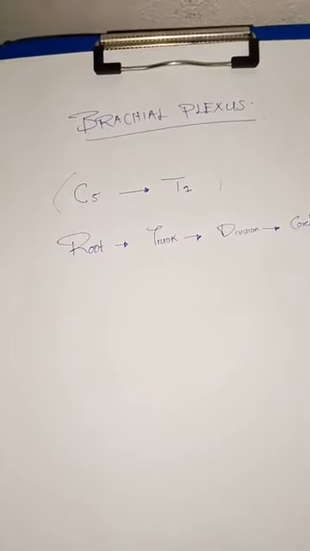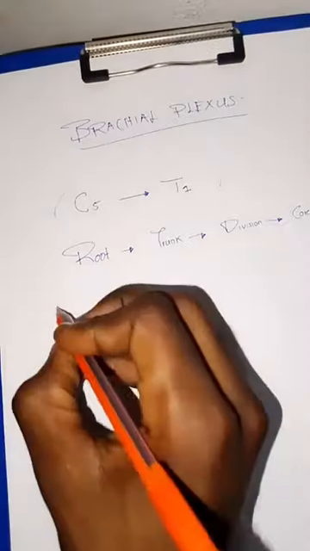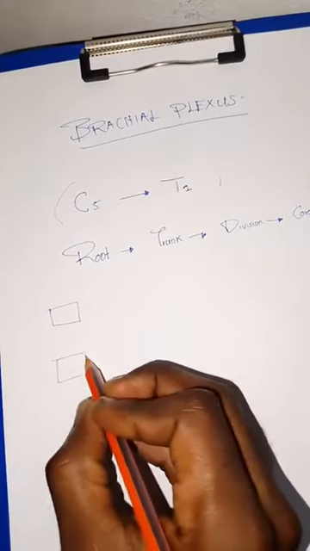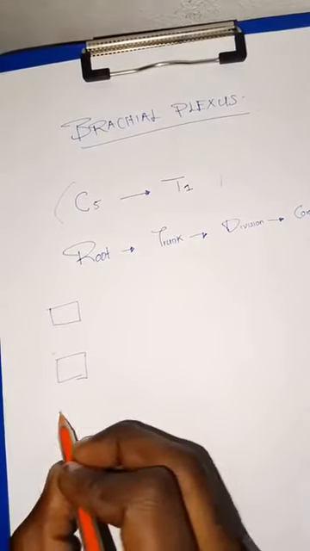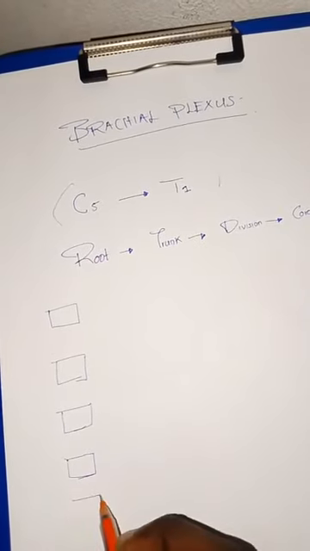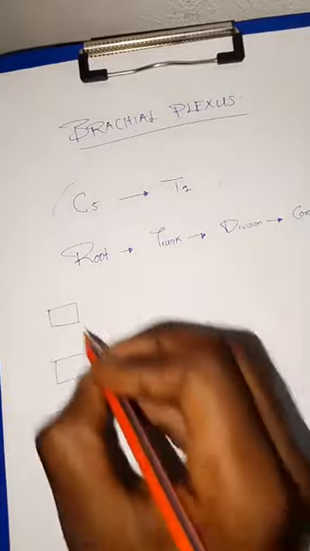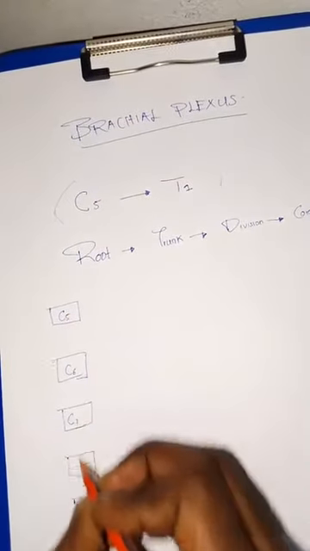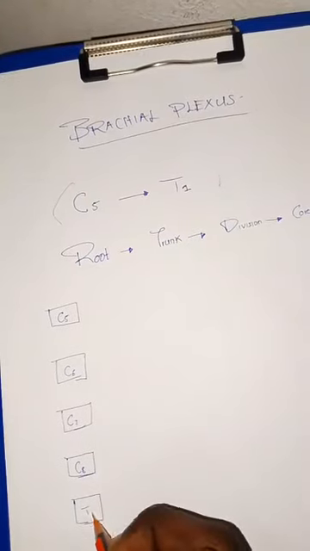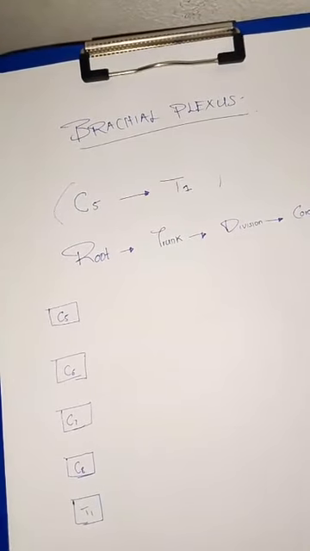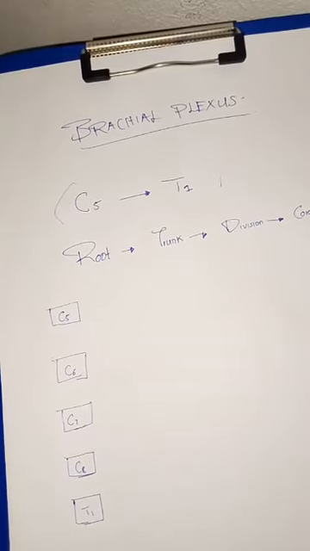Now, on how to draw the whole brachial plexus, or to look at the structure of the brachial plexus. As we have said, first of all, we have roots, and these roots are 5. So we have C5, C6, C7, C8, and T1. These are the roots that form up the whole network of the brachial plexus.